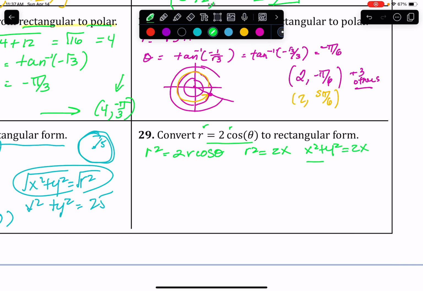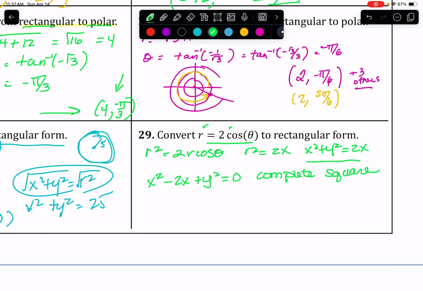And now we have to put that in our circle formula using completing the square, right? So we're going to say x squared minus 2x plus y squared equals 0. So then you're going to complete the square. You only have to do it for the x term. So you'd say x squared minus 2x plus 1 plus y squared equals 0 plus 1. So x minus 1, quantity squared, plus y squared is equal to 1.